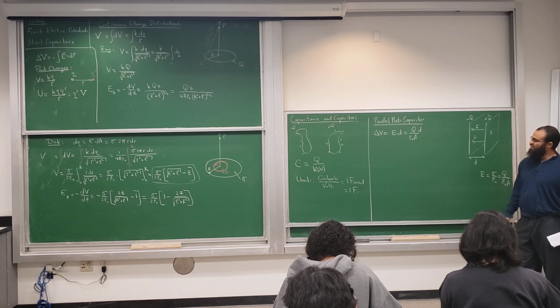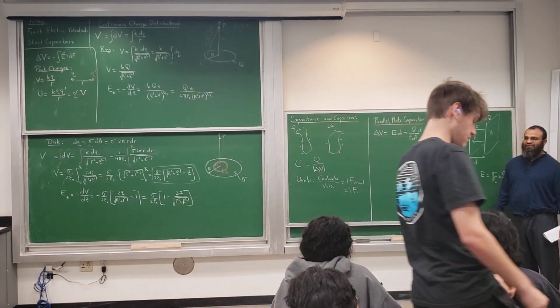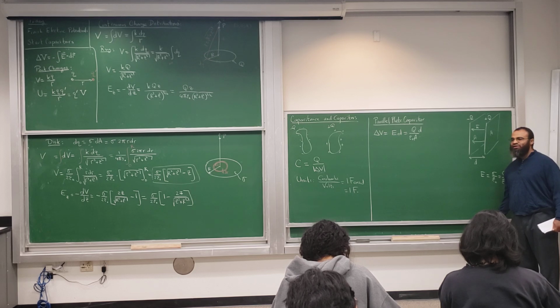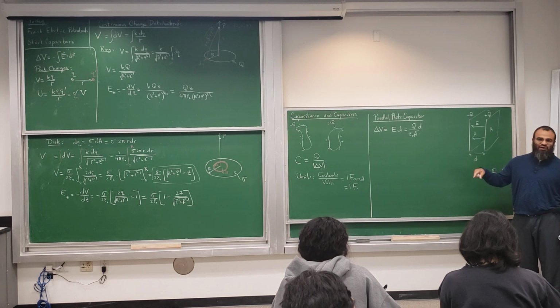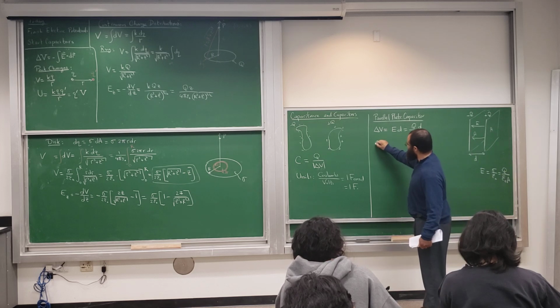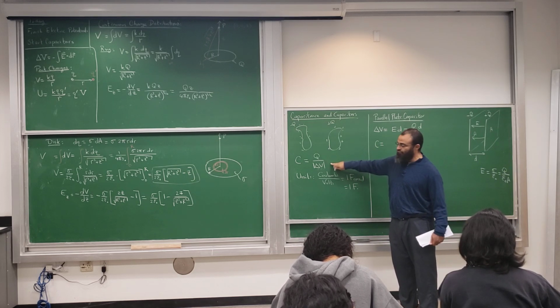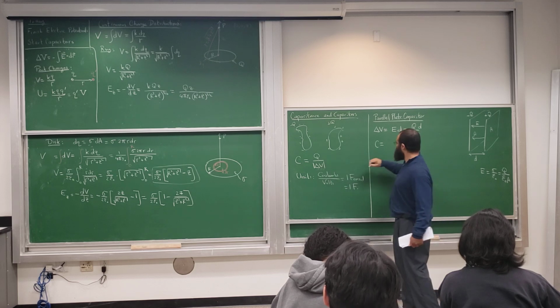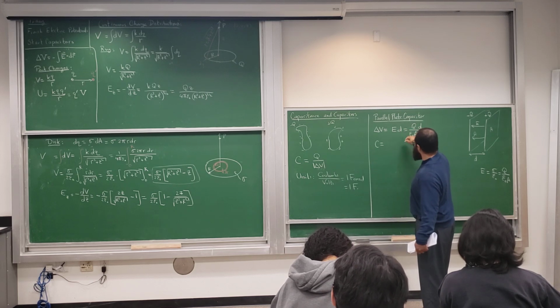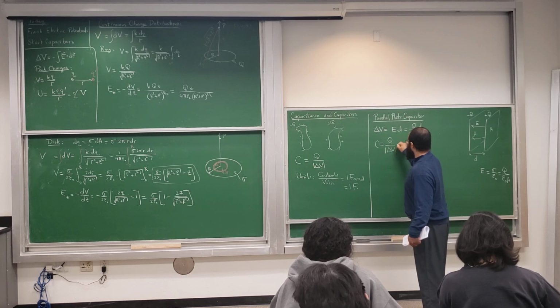That's delta V. It's already positive, so I'm not going to put absolute values. If something is negative, you put absolute values and it becomes positive, but this one is already positive. So to find the capacitance, we go to the definition of capacitance. It's capital Q over delta V. So if I do this, Q over delta V, what do I get?